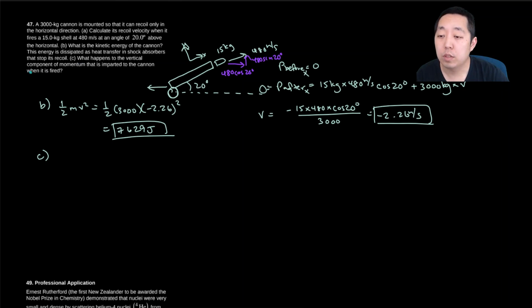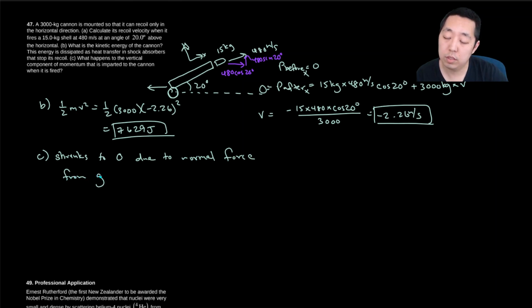What happens to the vertical component of momentum that is imparted to the cannon when it is fired? This vertical momentum is, I don't know, it's reduced, shrinks to 0 due to normal force from the ground. Okay, so the ground has to push an extra force in order to change the momentum of the cannon.